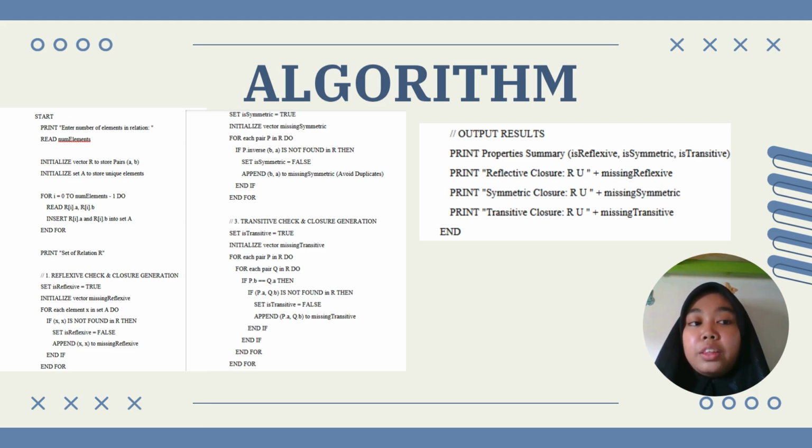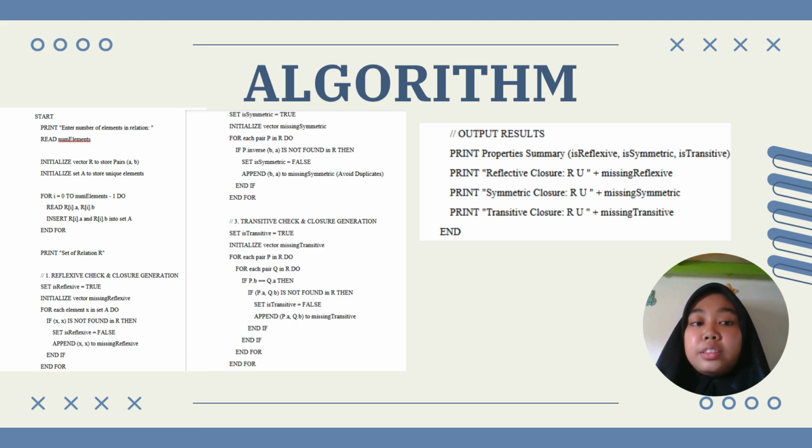As the user enters values for element A and element B, the program dynamically inserts them into the capital letter A set. This ensures that if the user types elements like 1, 2, 3, or 4, our system knows exactly what the universal elements are without hard-coding them. Next, the system moves into the core processing phase, which handles the validation logic for all three target properties.